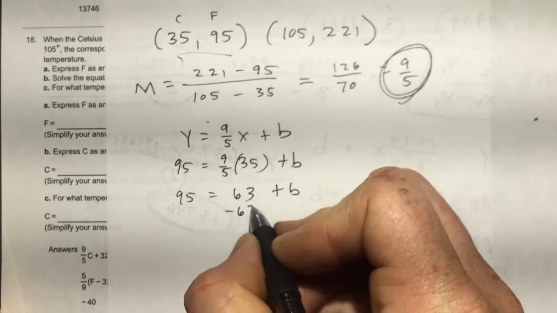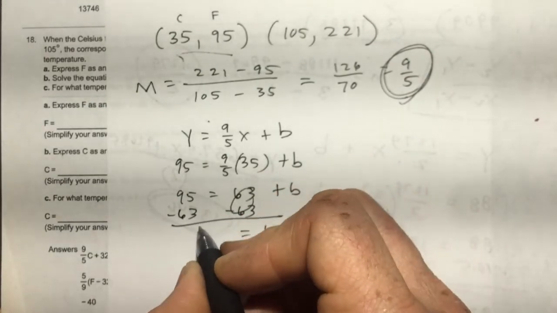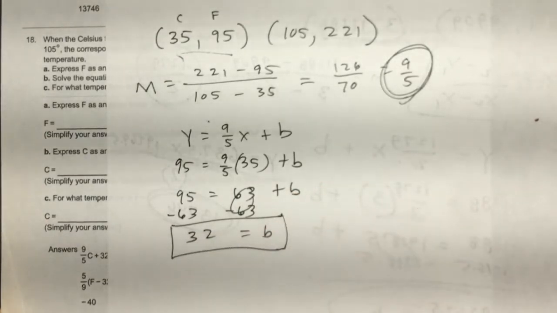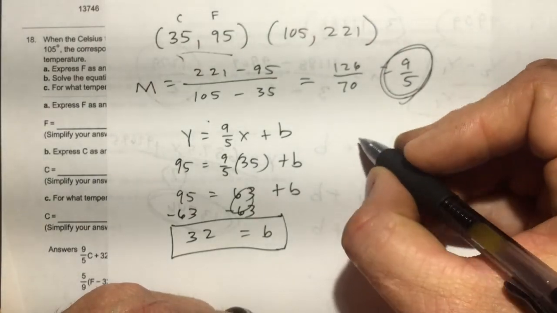Okay, and I'm going to minus 63 on both sides. This will go away, and this is going to be 32. So there's my y-intercept, 32. So here's my slope, there's my y-intercept, so here's my equation.